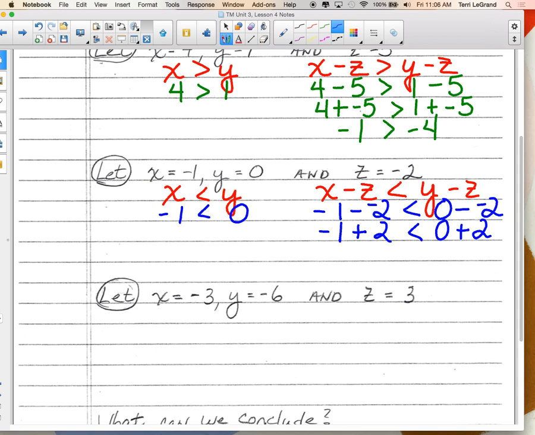What's negative 1 plus 2? 1. What's 0 plus 2? 2. Do we have a true statement, Derek? Okay. What does it say? 2 is greater than 1 if you read it backwards. If you read it from left to right, it says 1 is less than 2. That's right. Either way, it's true, isn't it? Yes. Okay.